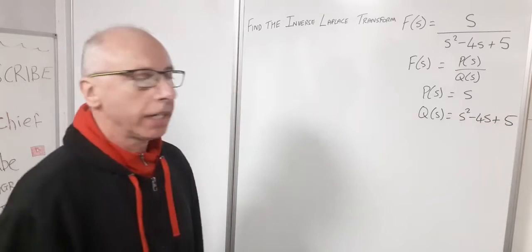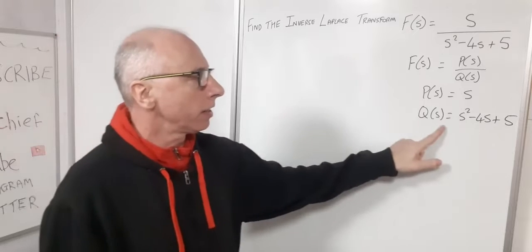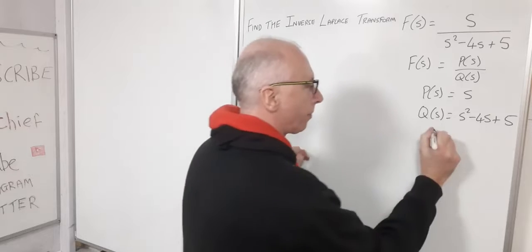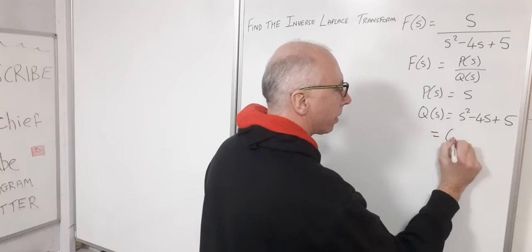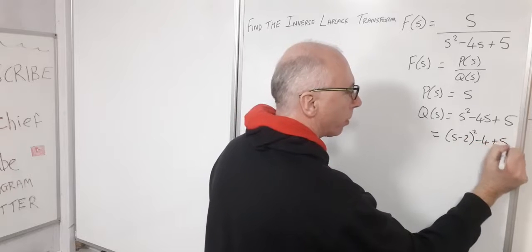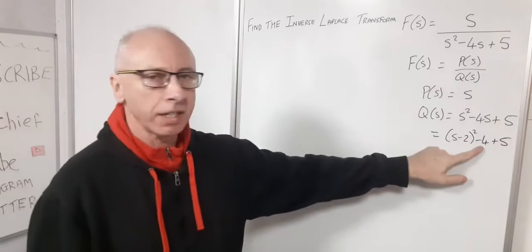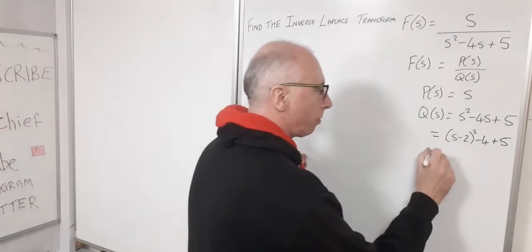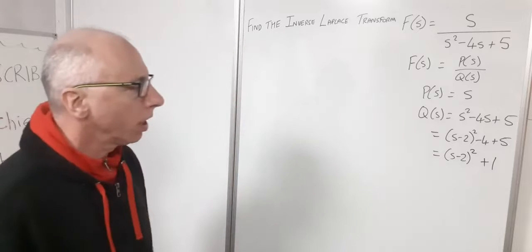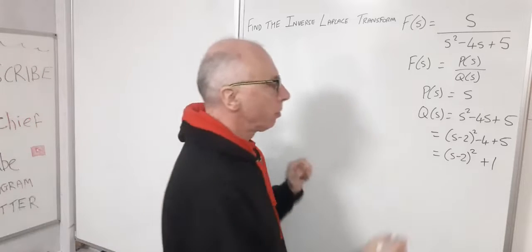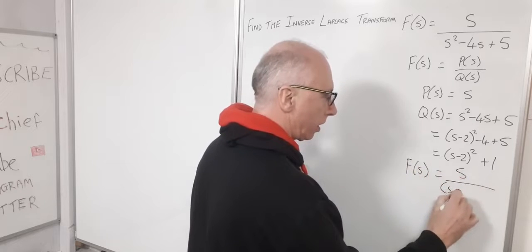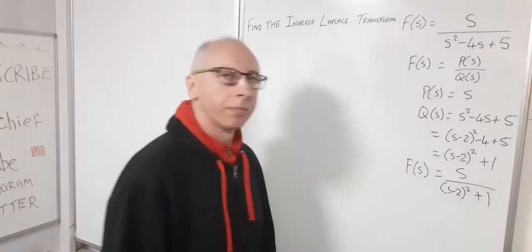Now, what I can do here, in normal terms with quadratics, is complete the square. So let's just do that. So s squared minus 4s becomes s minus 2 squared, and then minus 4 plus 5. So I've gained an extra 4, that's what the minus 4 is. And then I just simplify that off as s minus 2 squared plus 1. So now my F of s will become s over s minus 2 squared plus 1.